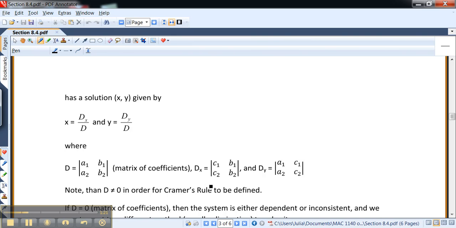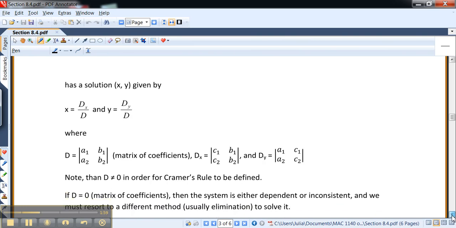Now dx, the idea is because it's dx, instead of the x coefficients a1 and a2, typically we replace the column by the solutions c1 and c2. Notice that the y coefficients are in the same place, b1 and b2. So we go in the same order. Instead of a1 and a2, we replace them by the solutions c1 and c2. And notice dy, same idea applies. We keep the x coefficients in place, but instead of the y coefficients, we have the solutions there. So that's how we get the three determinants to keep in mind.